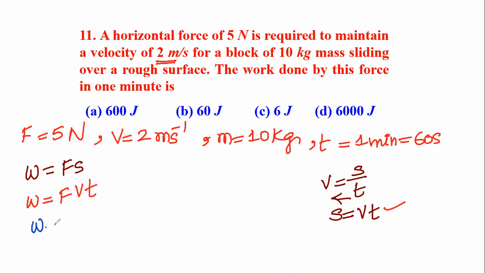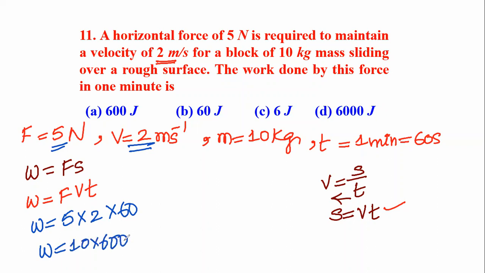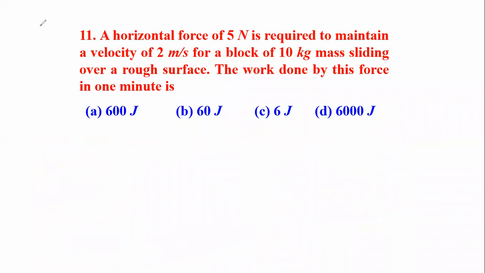W is equal to force, 5 newtons, and velocity, 2 meters per second, into time period 60 seconds. Therefore, work done is equal to 2 5s are 10, 10 into 60, it will be 600. Work done is equal to 600 joules. This is the work done.